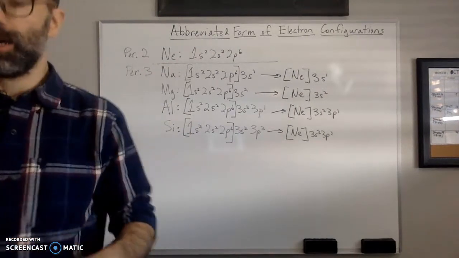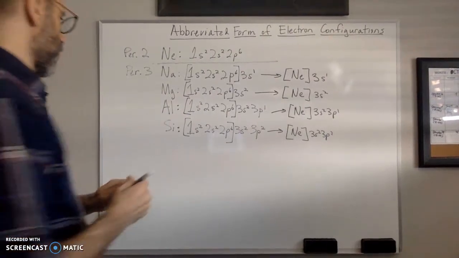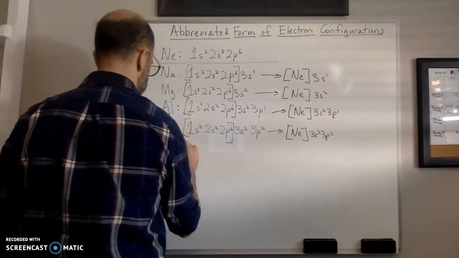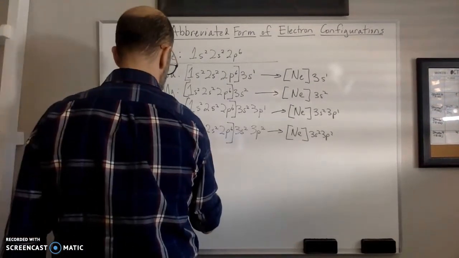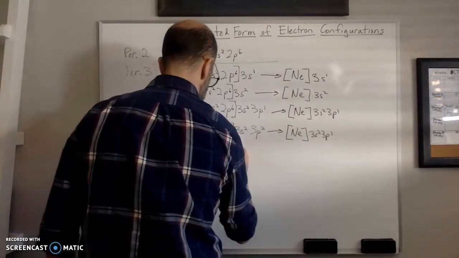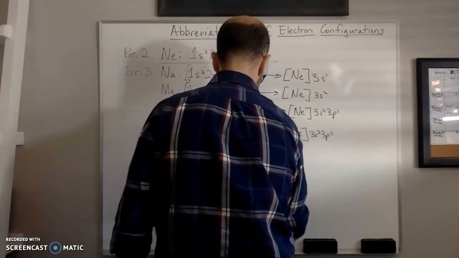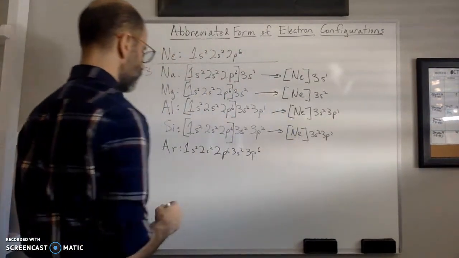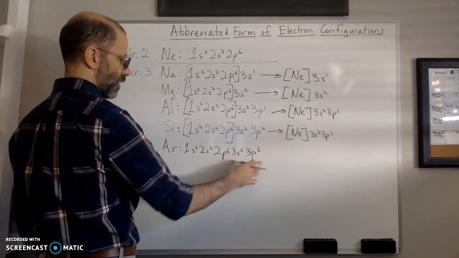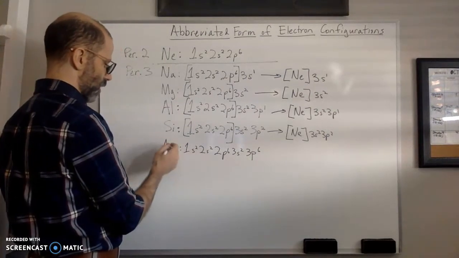And then after argon, right? So what's after argon? So argon has 18 electrons. So let's write down argon, right? So argon would be 1s2, 2s2, 2p6, 3s2, 3p6. So this would be argon. This would be the noble gas configuration for argon, because argon is a noble gas.